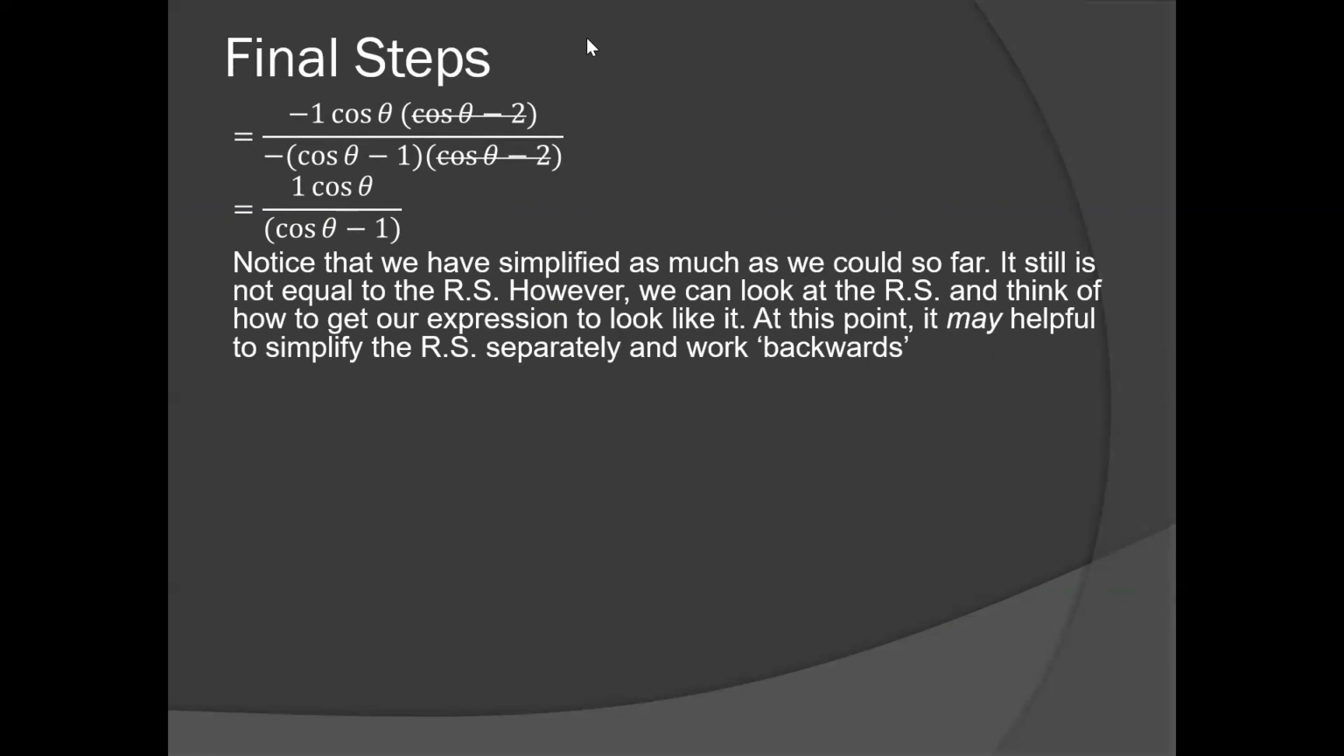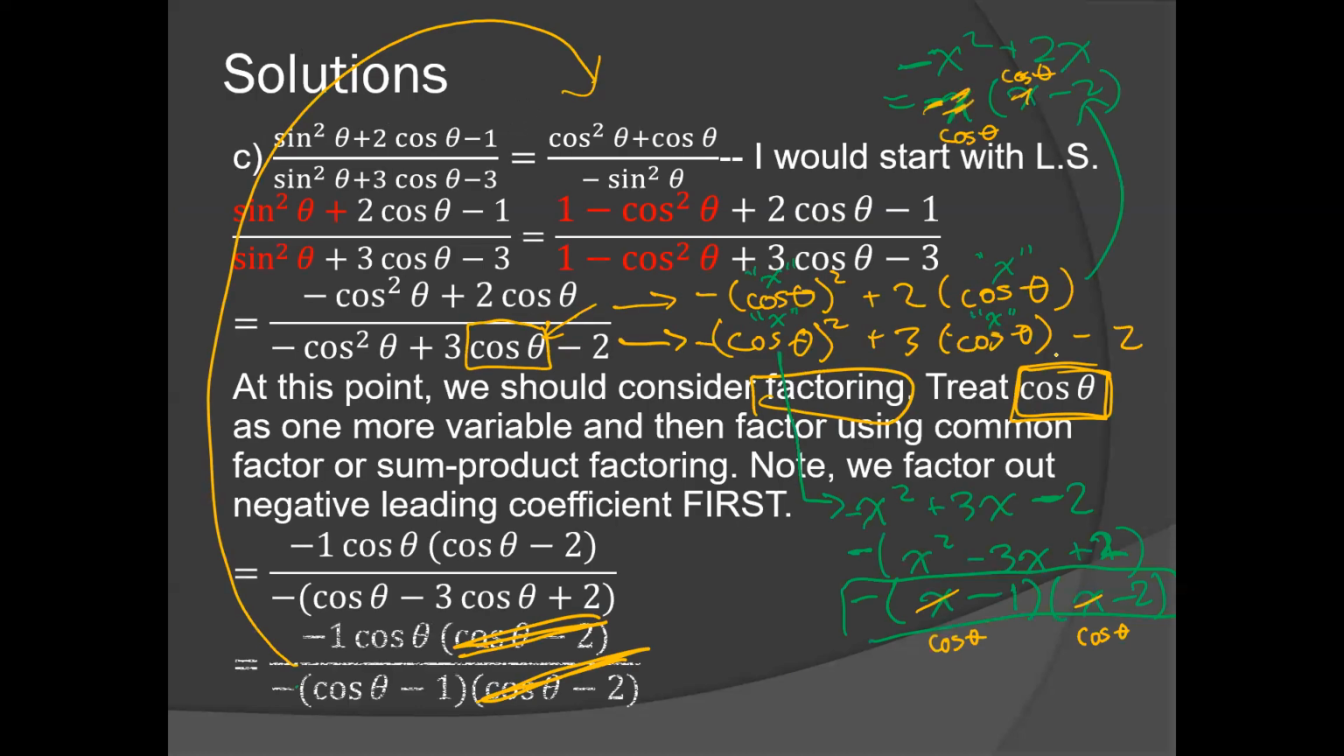So what you need to do now is think to yourself, well, I still don't have it looking like the right-hand side. But if you look at the right-hand side, you might want to think of what you can try to do to simplify it further or work backwards. So it may be helpful to simplify the right-hand side separately. So if we look at the right-hand side here, we have cos squared theta plus cos theta is equal to negative sine squared theta.